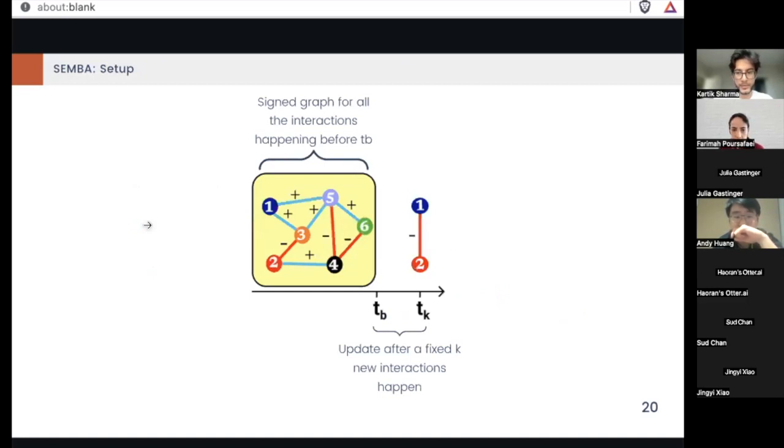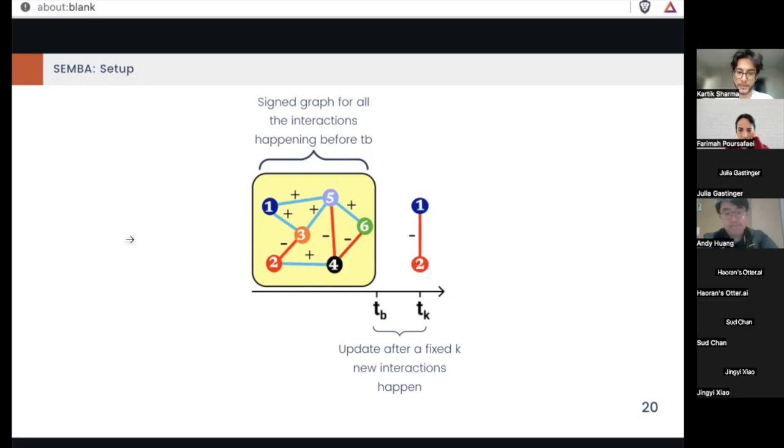So the setup for the training is in this inductive manner, and I guess we'll all be familiar with this, but I would just go over it in some detail. It's what we call the temporal batch. You would update the embeddings or representations, or test the model, in this batching manner, where we update or test the model after a fixed k interactions have happened since the last update. So in continuous time, this is how we do it.